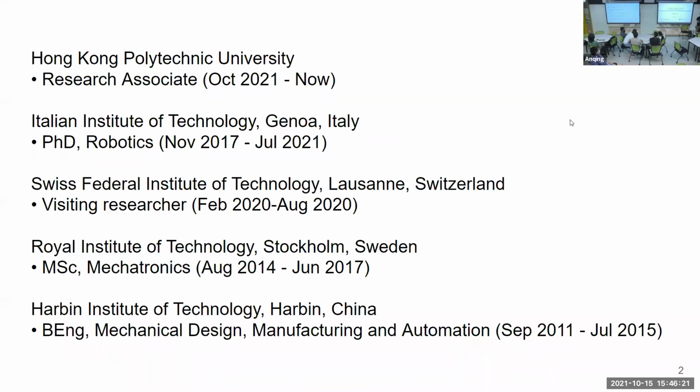Before moving to the technical details, I will introduce myself a little bit. From October 2021, I will be a research associate with the romi-lab. And previously, I obtained my PhD in robotics from Italian Institute of Technology. And I got my Master of Science degree from KTH and a Bachelor of Engineering from Harbin Institute of Technology.